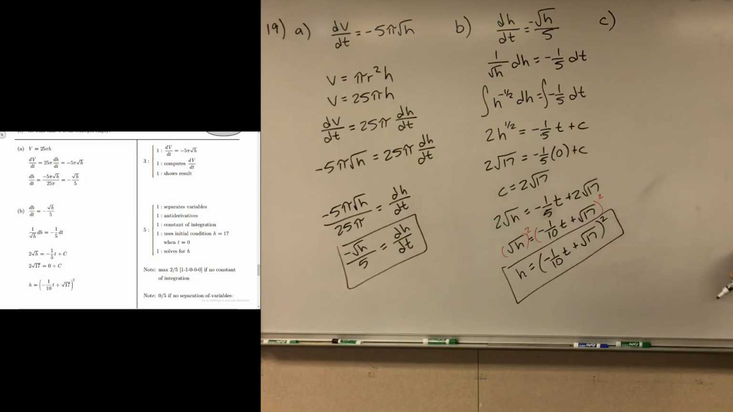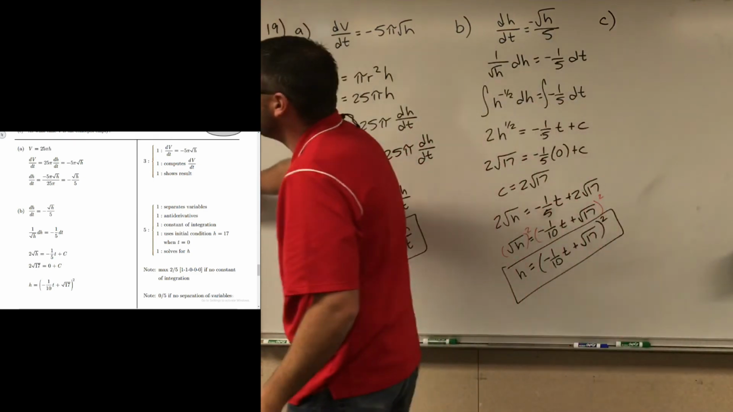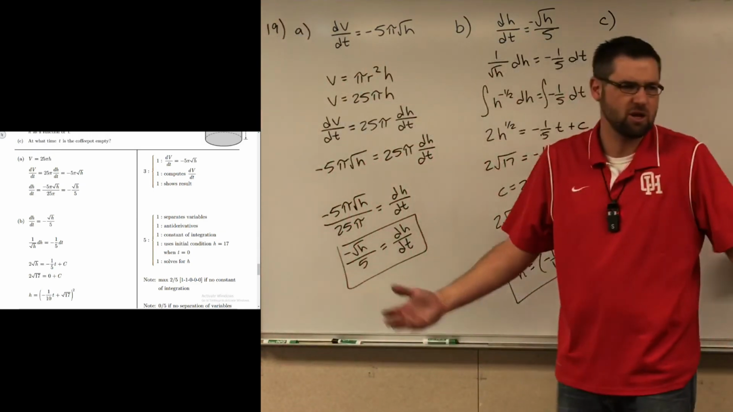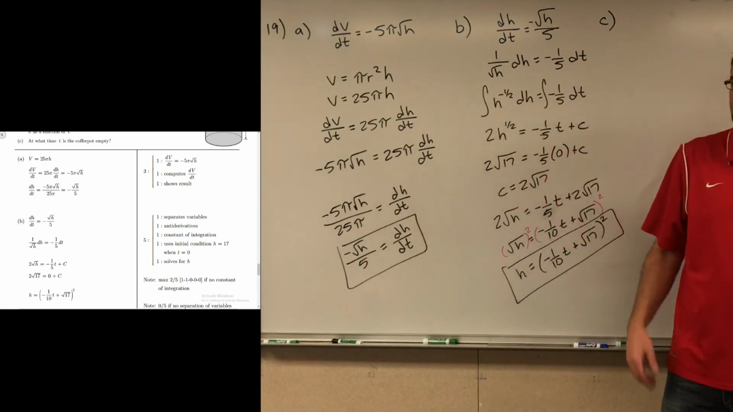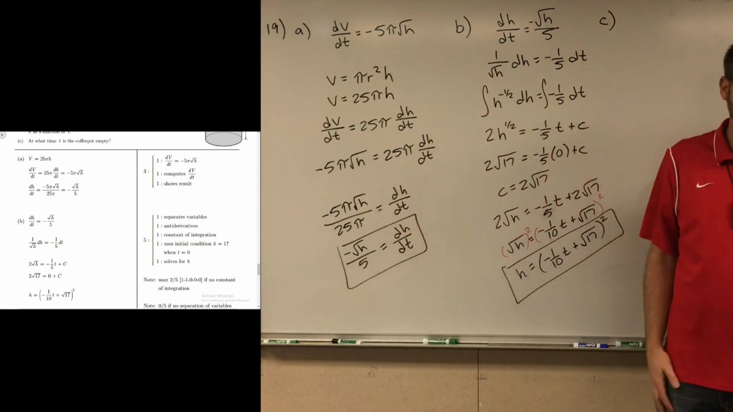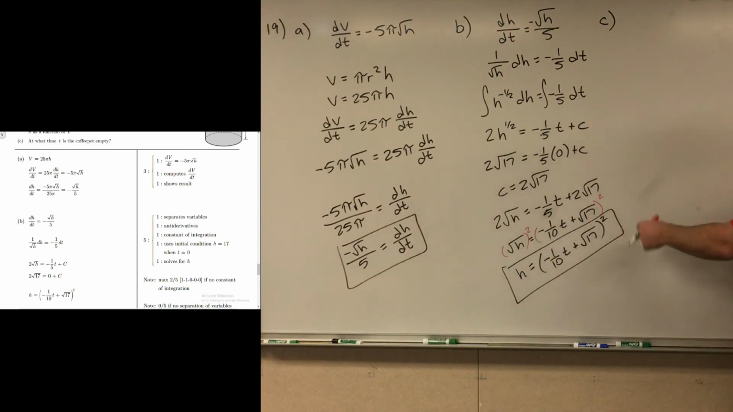All right, part C says, at what time is the coffee pot empty? How do you know when the coffee pot's empty? When h is 0. When h is 0, there's nothing left, right? You just take that and set it equal to 0. So you get 0 equals negative 1 over 10 t plus rad 17 squared. Is that the only way to do it? Like if you got B wrong, are you just going to get C wrong too? Okay, so this is how you manipulate the system. No, seriously, this is how you think around it.